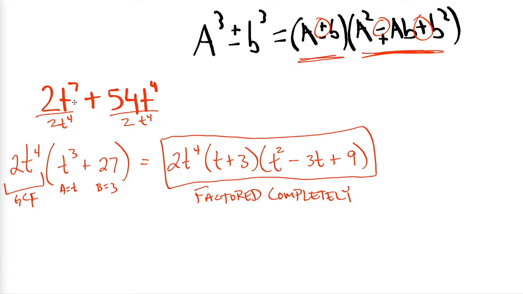2t to the 7th plus 54t to the 4th. Well, they both had 2t to the 4th in common, so I took that out, right there. And then the other factor was t cubed plus 27, which just happens to look like a sum of cubes. So I immediately took this and wrote it as two separate factors, like we did yesterday. That's kind of the whole point of learning how to factor it, is that whenever you see it, you can write its factors.